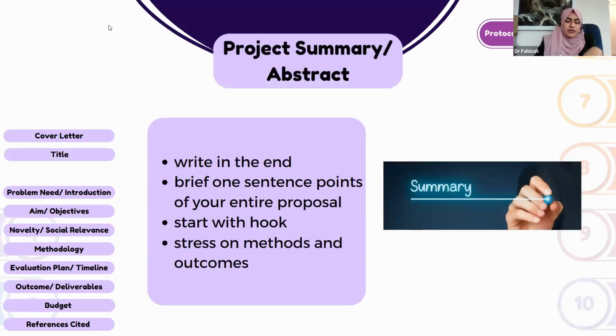Coming to the project summary and abstract, again, this has to be put at the end. Even though it comes at the beginning of any research proposal, I would suggest you write your entire proposal and then put a short summary of it. Don't do it in the beginning itself.